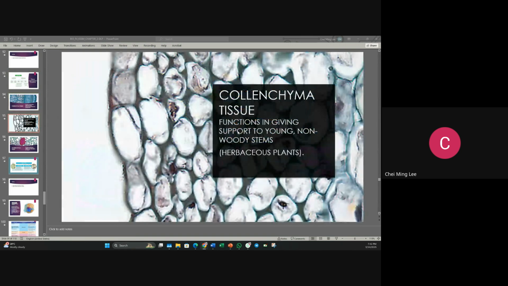Okay. Next, collenchyma tissue. Collenchyma tissue normally comes out with a much thicker cell wall because it needs to provide support for young or non-woody stem. Non-woody stem means the green stem, without wood, like the sayur, which is easy to bend. So that's why collenchyma tissue comes out with a thicker cell wall. This thicker cell wall will provide support to the stem. It provides support to young and non-woody stem, which is the herbaceous plant.